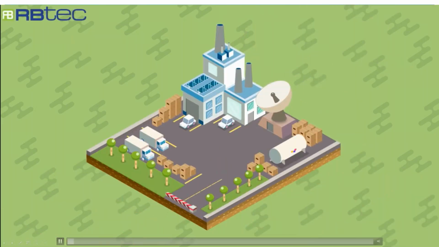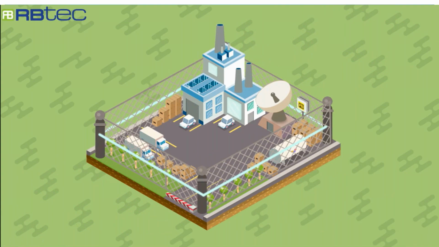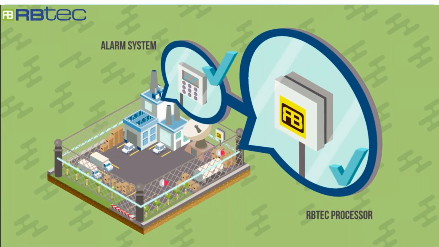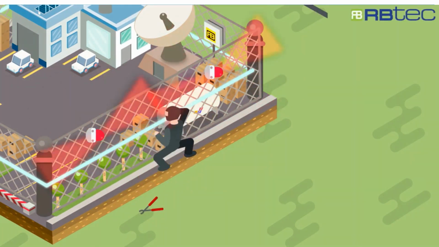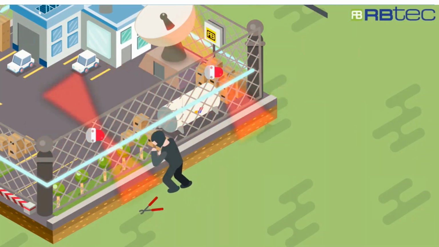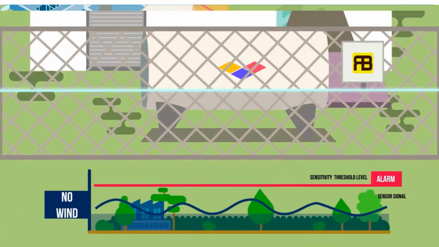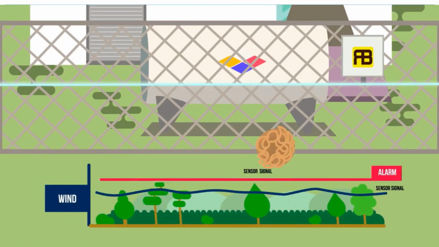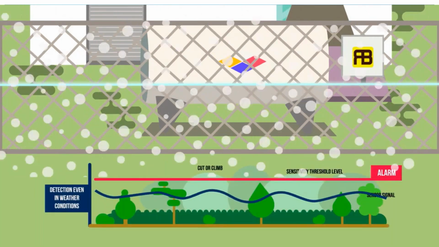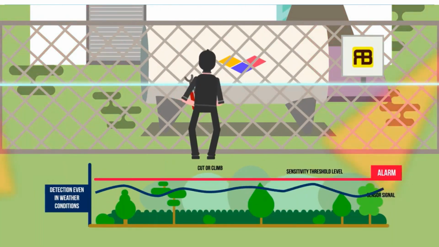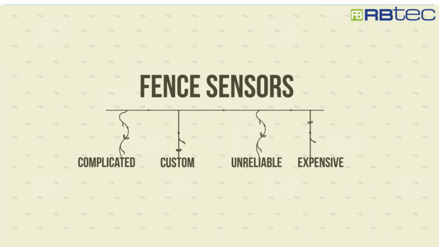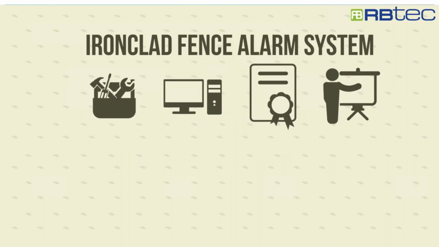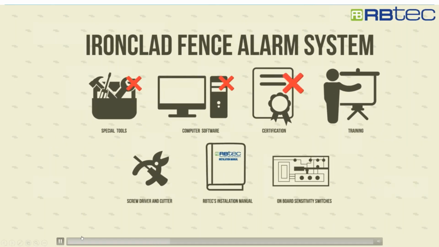Do you have a perimeter fence that needs protection? Then you need the Ironclad, a perfect solution to detect any unauthorized intrusion. The sensor cable detects any cutting, climbing, or lifting throughout the full height of the fence. The algorithm of detection is designed to filter vibrations like wind, rain, and snow, while still detecting sharp frequencies like cutting or climbing. Fence sensors were known for being complicated, custom, unreliable, and expensive, but not anymore with RBTEC's Ironclad, or as we call it, perimeter security made easy, reliable, and affordable.